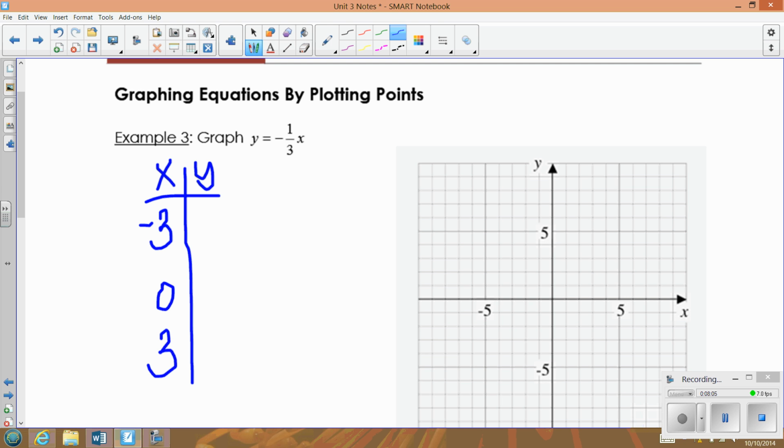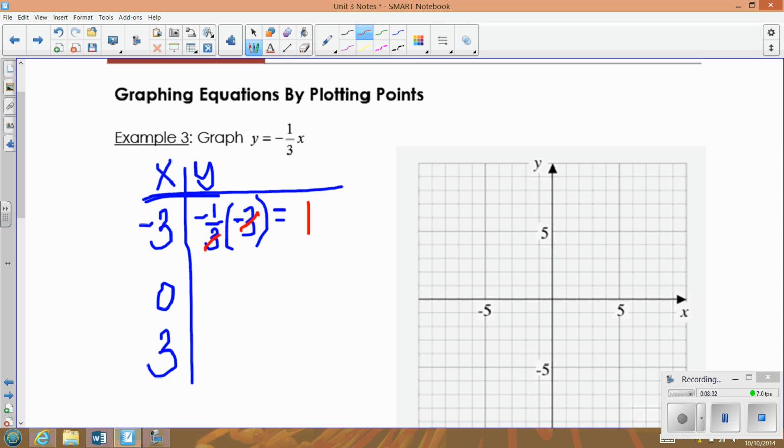So what happens is when I want to find the y value, what you're really doing is plugging your x value into that equation and simplifying. So I'm plugging my x value right in, and then you're going to see that because I picked a multiple of 3, the 3's are going to cancel out, and I'm just going to have a positive 1 up top.